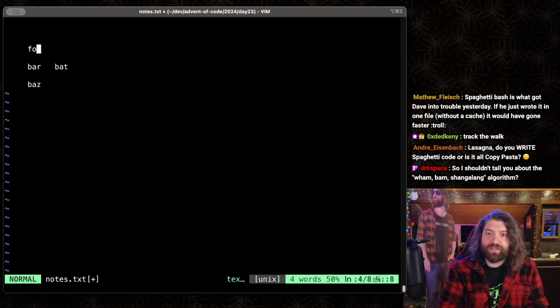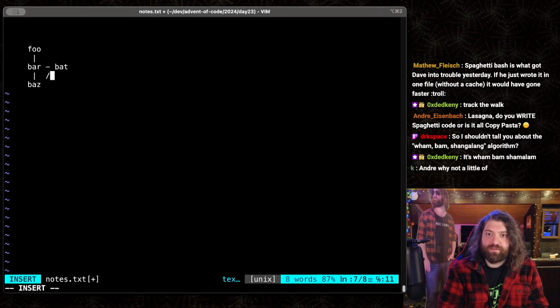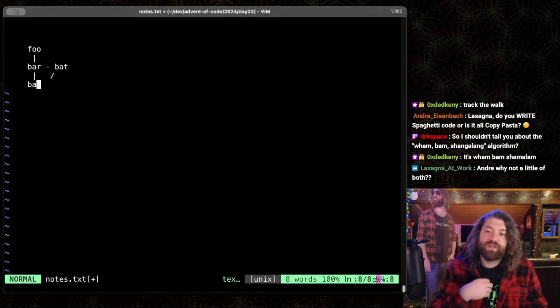So let's imagine we have this where foo is connected to bar, where bar is connected to baz, and bar is connected to bat, and also these are connected. So we have foo off on its own, but we have bar, baz, and bat all connected to each other. So this would be the solution. Like if this was our puzzle, this would be the solution of our puzzle.